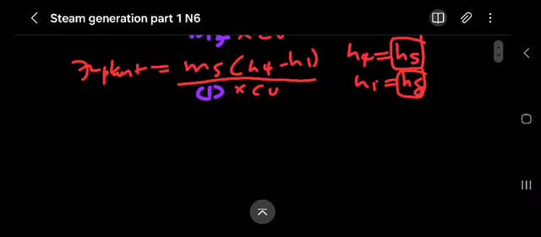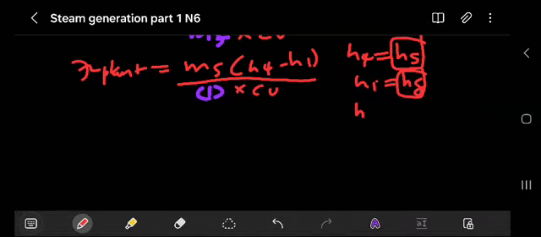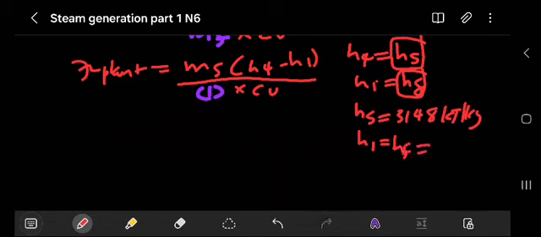So the enthalpies, the H4 we found that to be, remember this is H superheated and H4 is the same as H superheated. Superheated enthalpies, we got that with 3148. Remember it's in kilojoules per kg. Then H1, which is the same as HF, we found this to be 188 kilojoules per kg.